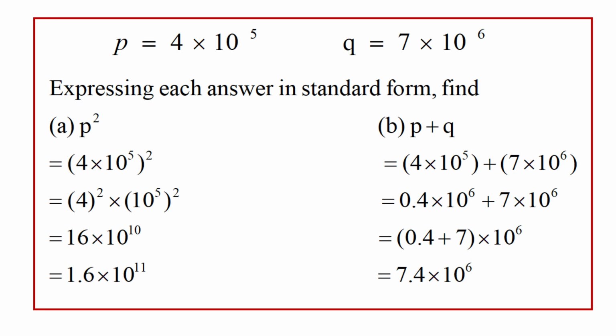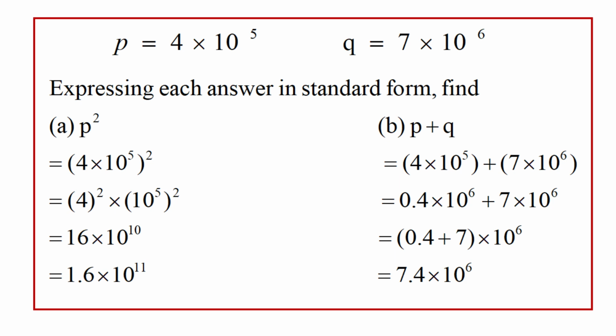Now, let's move on to part B and find p plus q. We have p equals 4 times 10 raised to the power of 5. Q equals 7 times 10 raised to the power of 6. To add these two values, we need them to have the same exponent. Since the exponent in q is greater, let's convert p to have the same exponent as q.